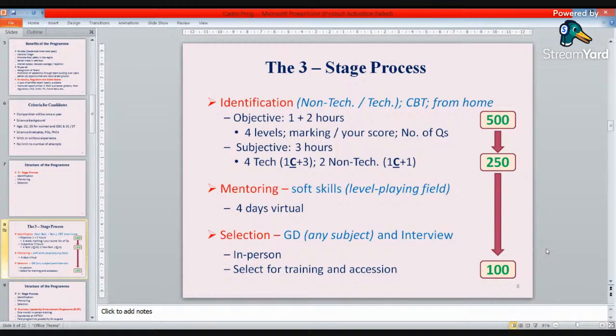Either somewhere in Kerala, or Andhra Pradesh, or Telangana, or Madhya Pradesh, or Uttar Pradesh, or Rajasthan. So we want to bring all of you to the same level in terms of soft skills. Before we judge your soft skills, we want to give you a training, which will be a virtual training of 4 days. Total 5 days. The 5th day is for giving feedback, so that you know where to focus.